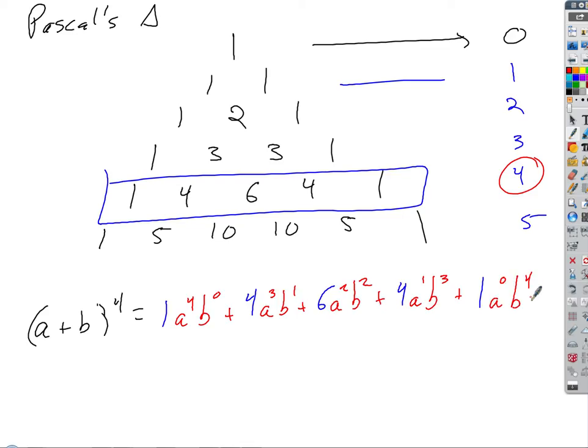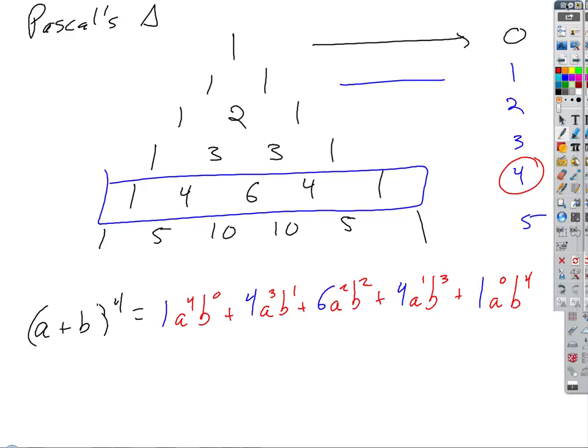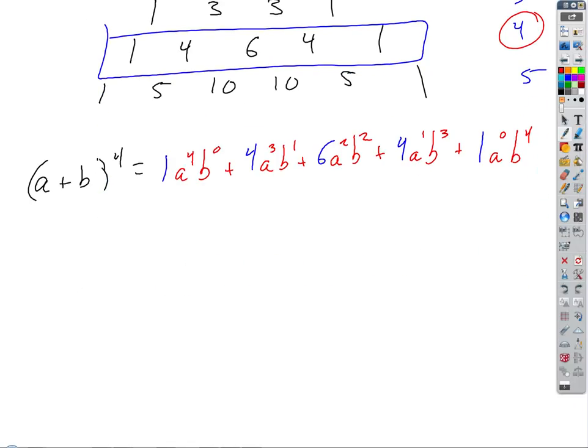Okay, but some of that's unnecessary. What's anything to the 0 power? 1, right? Anything to the 1 power is just itself, right? And so we could have simplified that a little bit, couldn't we? Right? We could have written that as, we could have just written this as a to the fourth plus 4a cubed b plus 6a squared b squared plus 4ab cubed plus b to the fourth, right?